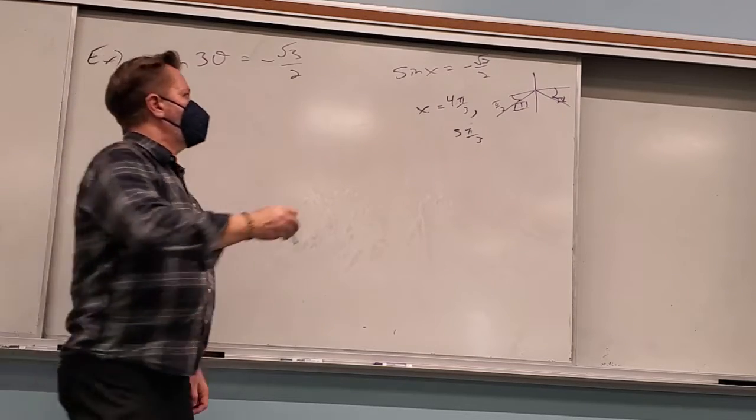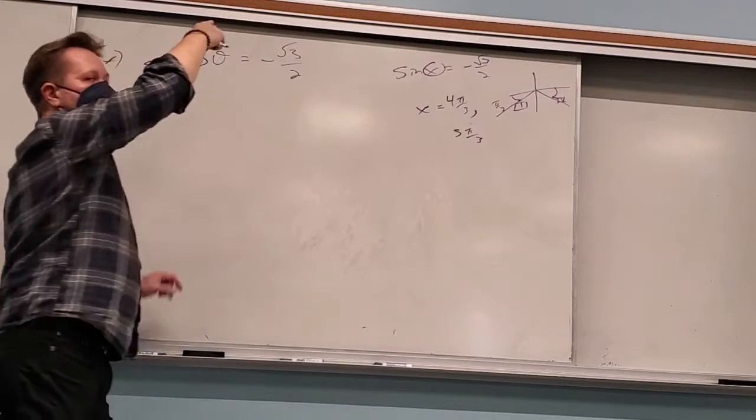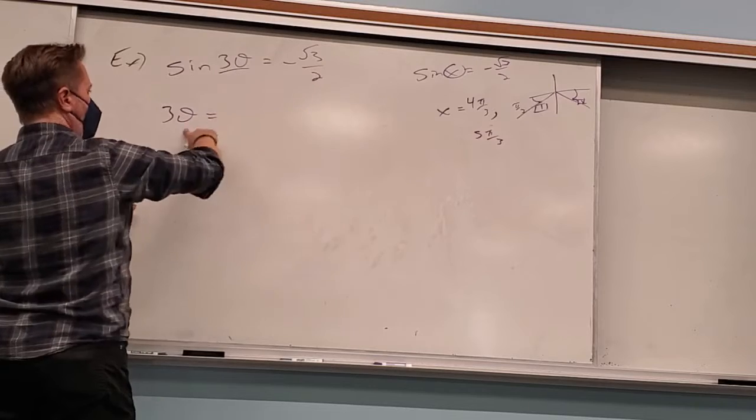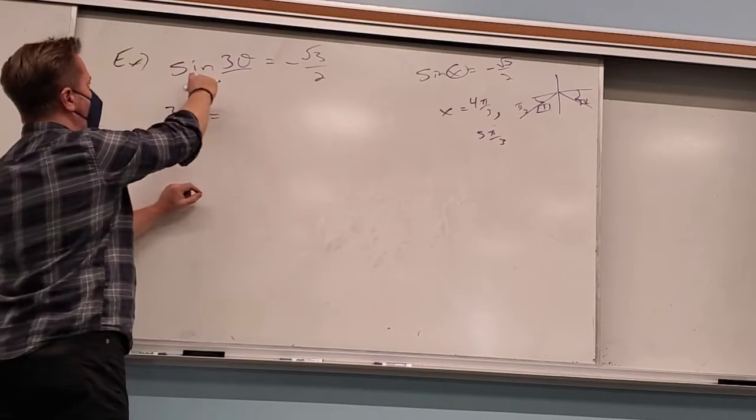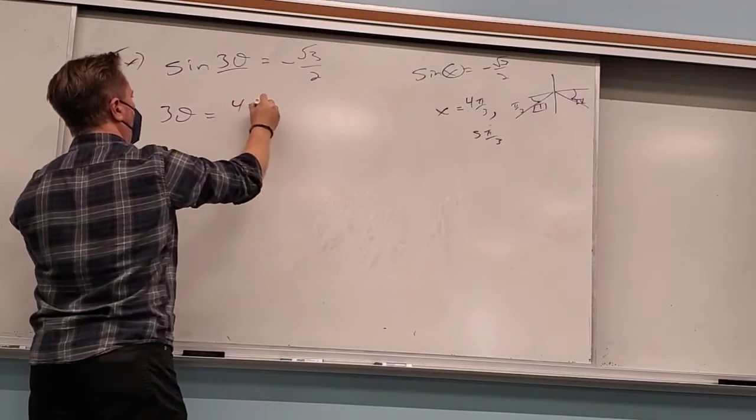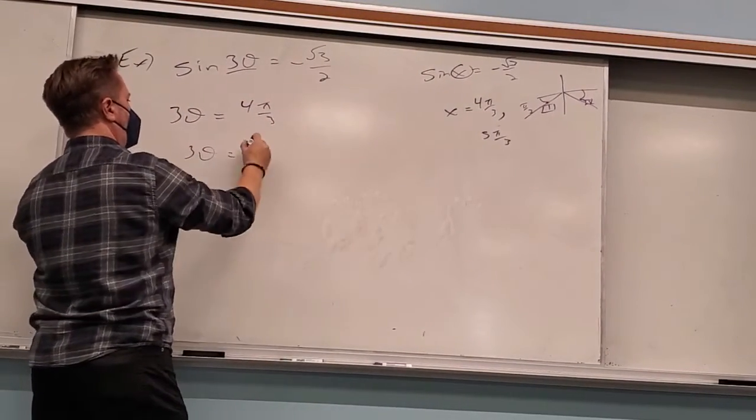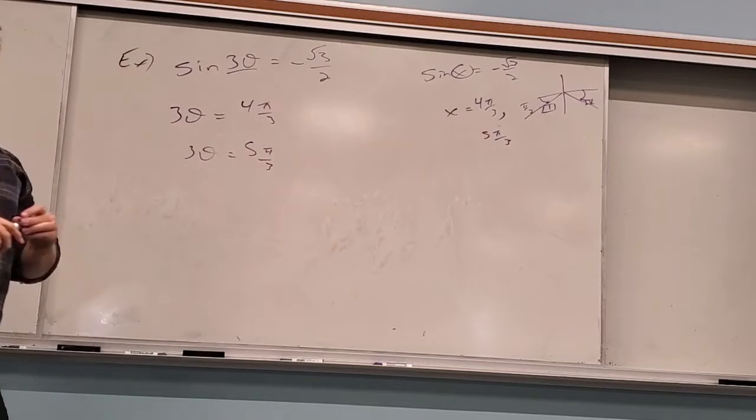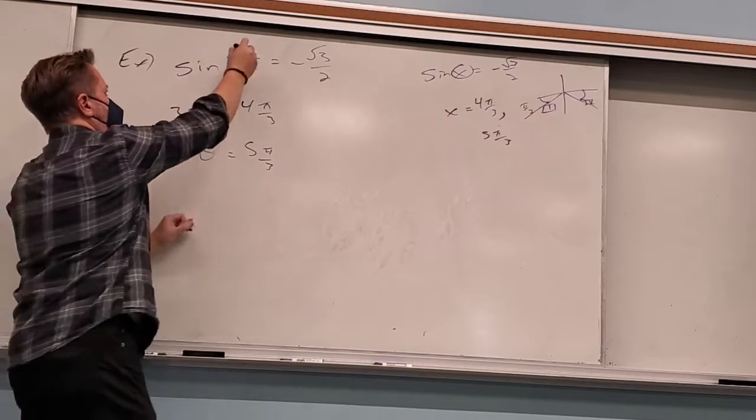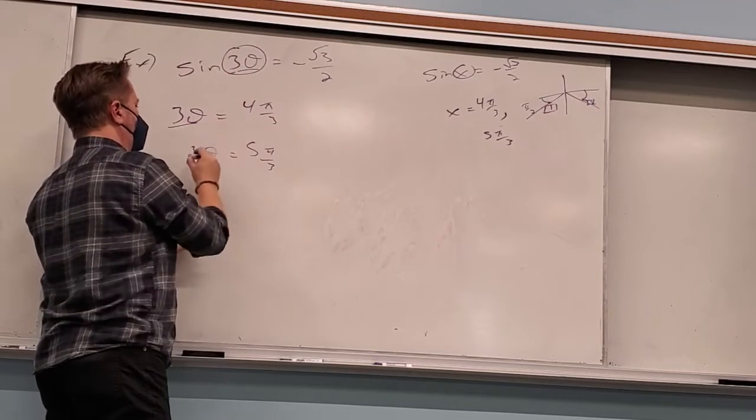Okay. Do I have x here? No, but I do know that whatever 3 theta is, I know what it's equal to. Sine of stuff is this. Stuff is 4 pi over 3, or stuff is 5 pi over 3. So I kind of ignore the fact that there's a 3 there at first. I just look at this like an angle. So angle equals this, or angle equals that.